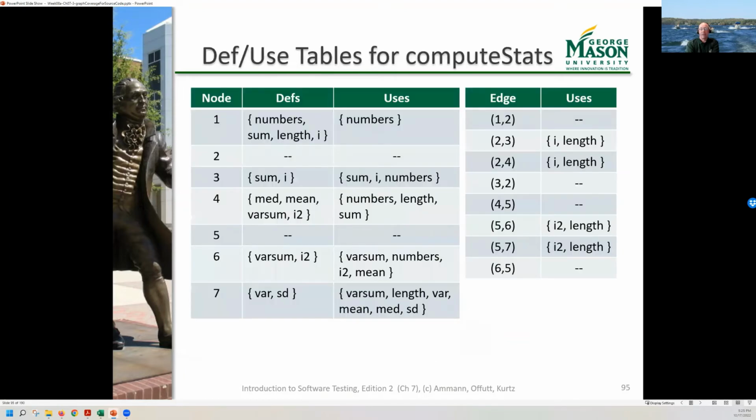Great, nothing in 6, 5. So there we go. Now we've got our def use tables all set up. That was definitely the easy part, right? Not too hard. We'd already done the hard part when we annotated the graph. All we really did here was copy it off the graph into our tables.